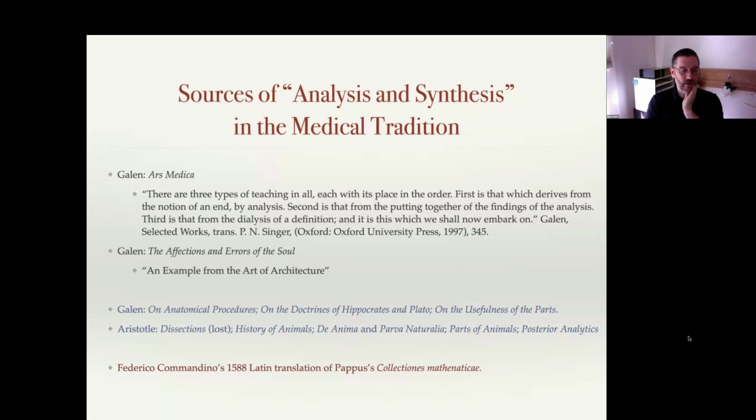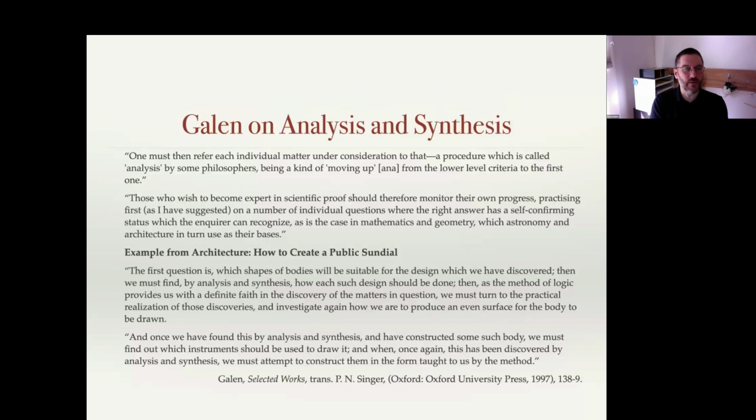And in fact, I don't know that it's particularly well studied to what degree Galen's discussion in the Affections and Errors of the Soul might have influenced the mathematical tradition, because Pappus's account seems to come from a similar tradition described earlier by Galen. This is what we read here. He talks about analysis and synthesis, that those who wish to become expert in scientific proof should monitor their own progress, practicing first, as I have suggested, on a number of individual questions where the right answer has a self-confirming status, which the inquirer can recognize, as is the case in mathematics and geometry, which astronomy and architecture in turn use as their basis. So he gives an example of creating a public sundial.